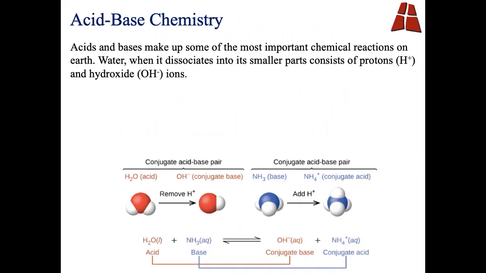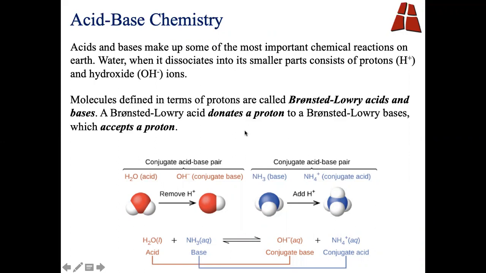Okay. So why do we care about acids and bases? At a basic level, they make up many of the foundational chemicals of our society. They're also very useful for modeling a lot of more complex chemical reactions. If we just think about water, it can dissociate into smaller parts consisting of protons, or H plus, and hydroxide, OH minus. So if we split water, we can end up with H plus and OH minus.